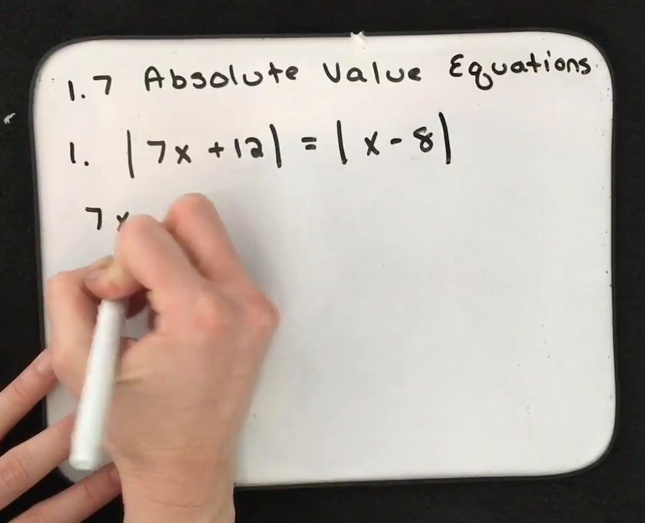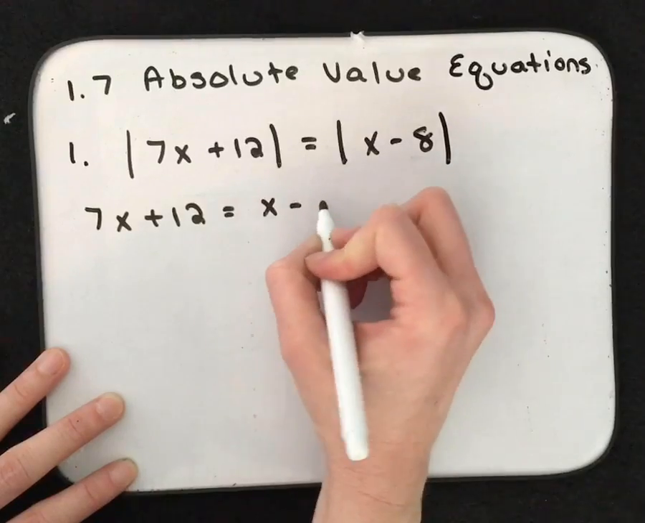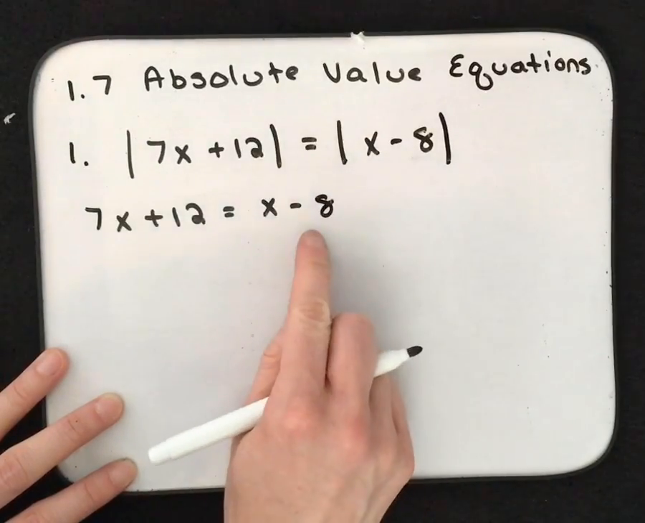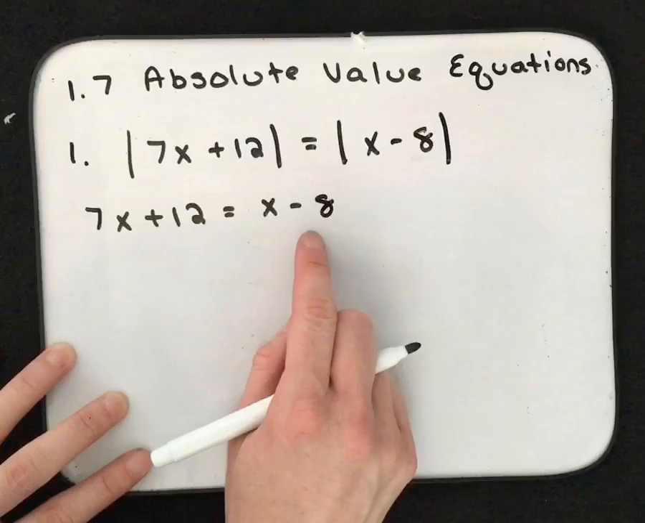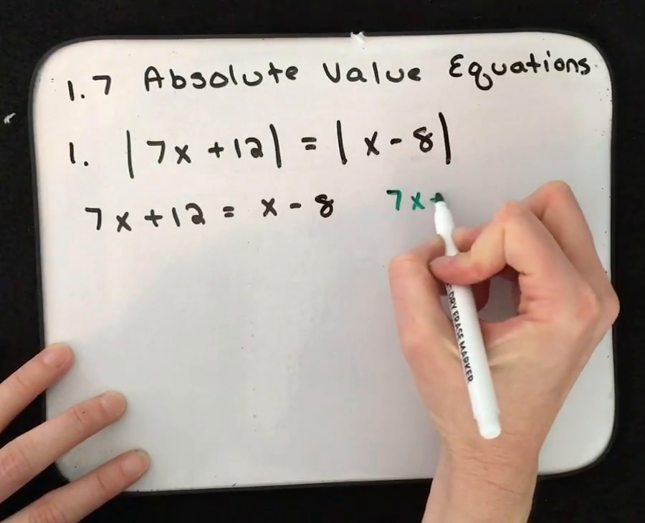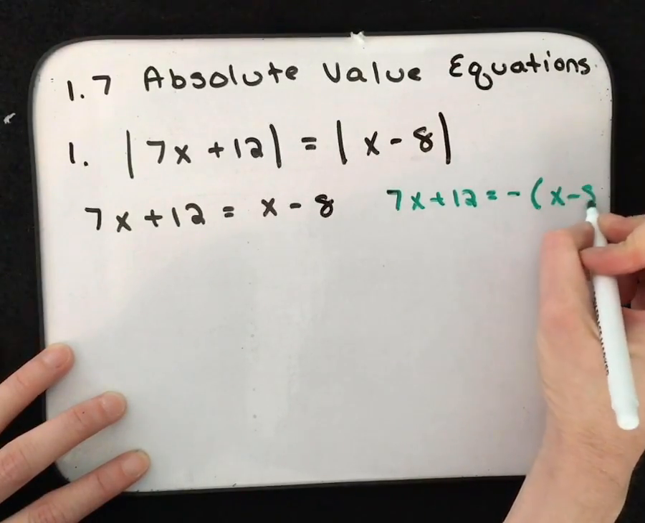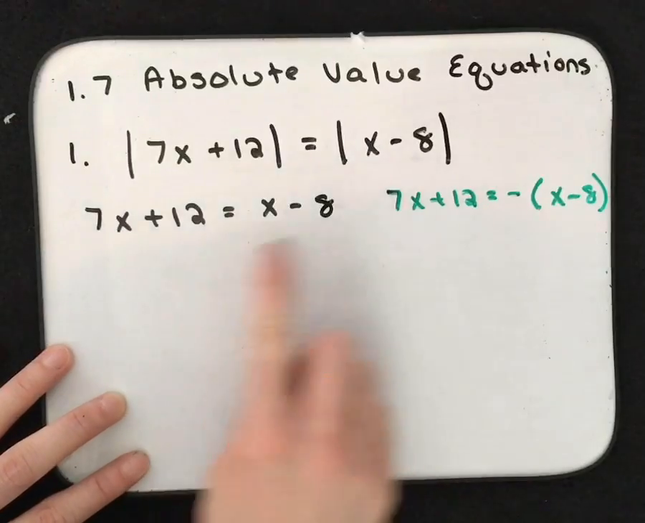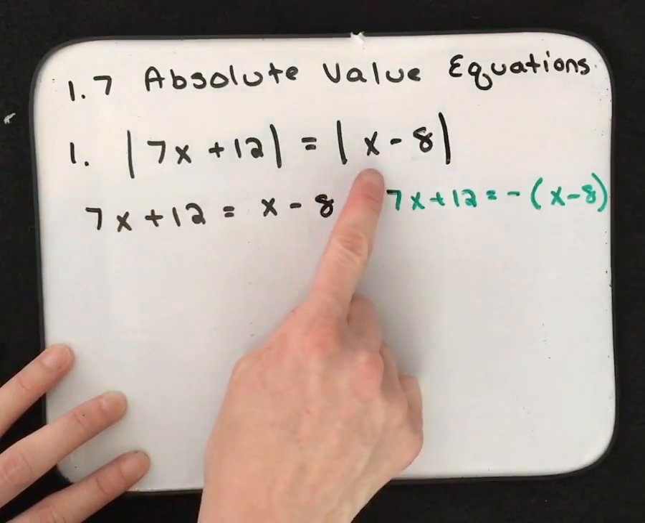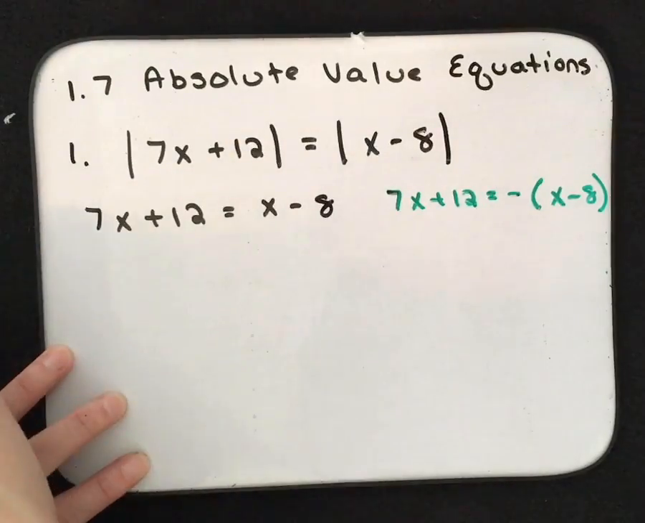So our 2 equations are going to look like 7x plus 12 equals x minus 8. That's the positive consideration. Or, let me switch it to green, 7x plus 12 equals negative x minus 8. 2 equations, because either one with the absolute value would make a true statement. So let's solve this one first, and then we'll solve over here.